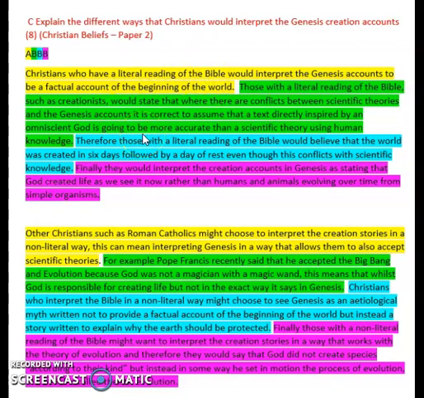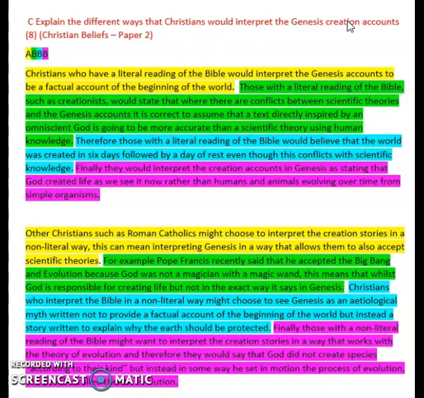And so I start by saying Christians who have a literal reading, literal is a key term on the specification, of the Bible would interpret the Genesis accounts. Look how my wording here matches the wording here, to be a factual account of the beginning of the world. So that's my answer, and now I'm going to unpack and give my evidence to support that answer.